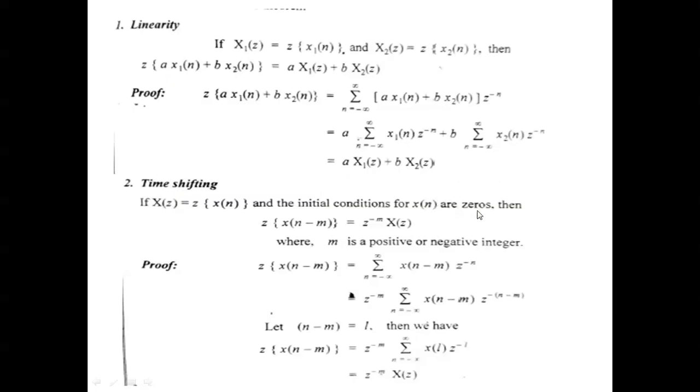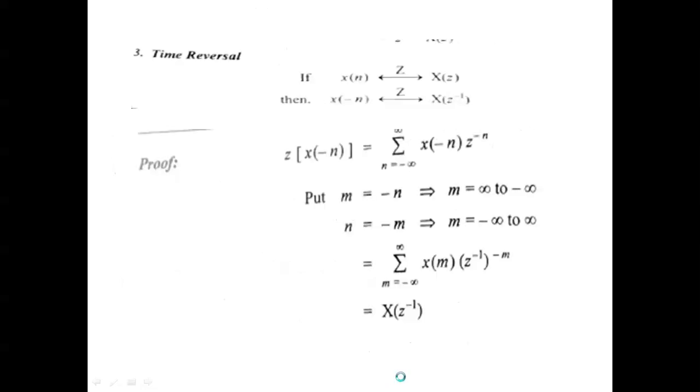Time shifting. Here it is x of n minus m goes to z to the power minus m, where m is a positive or negative integer. Here also we have to apply the Z transform, and the value we get is z to the power minus m times X of z.